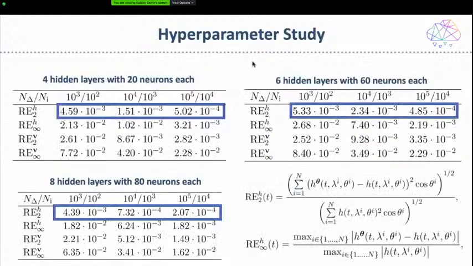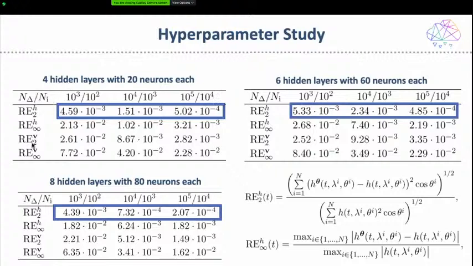For this case, they actually do a hyperparameter study to check whether the architecture of the neural network or the number of collocation points makes a big difference in the optimization. Each table shows horizontally an increase in the number of collocation points. Here it's just 1,000 collocation points for the internal domain and 100 for the initial condition. And then the same here, so 10,000, 1,000, and so on. So 100,000 here even, and 10,000 for the initial conditions.